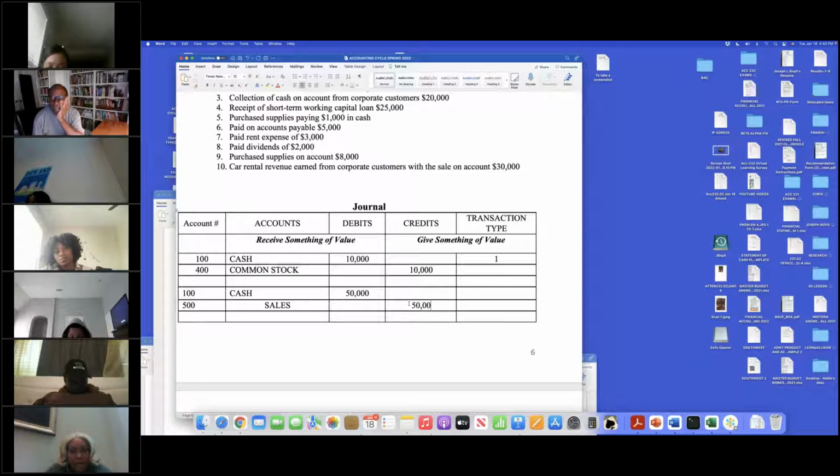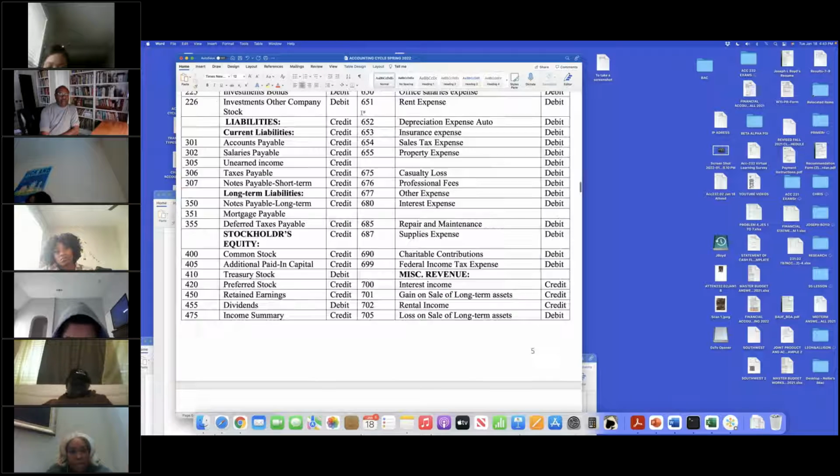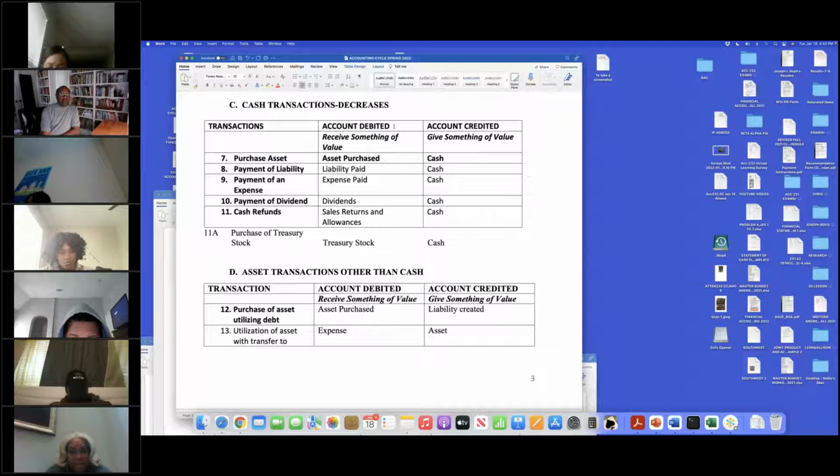On journal entry 5 here, we're going to jump down. You purchase supplies paying cash of 1,000. So now cash is not coming in, but it's going out. So which one of these is it going to be? You bought some supplies. Would it be a purchase of an asset? That's purchase of an asset. The asset that was purchased was supplies. And so we're going to debit supplies and credit cash.